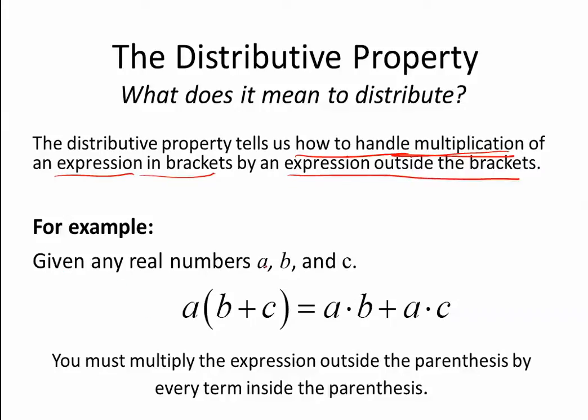For any real numbers a, b, and c, the distributive property tells us that if we multiply the number outside the parentheses by every term inside the parentheses, then we end up with a times b plus a times c. So notice a times b plus a times c. And then if these are numbers, we can actually add them together and simplify to get the value. Well, remember, you must multiply the expression outside the brackets by every term inside the parentheses or the brackets. Okay, so just remember that as we move on in our applications of distributive property.